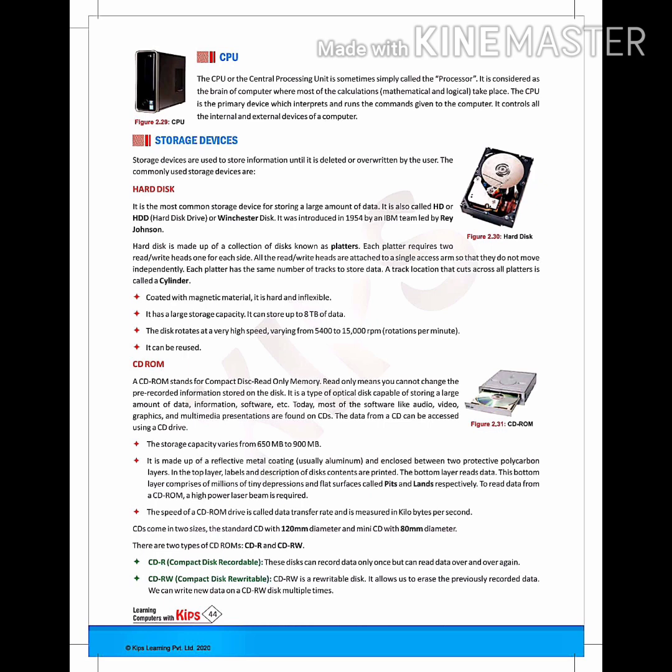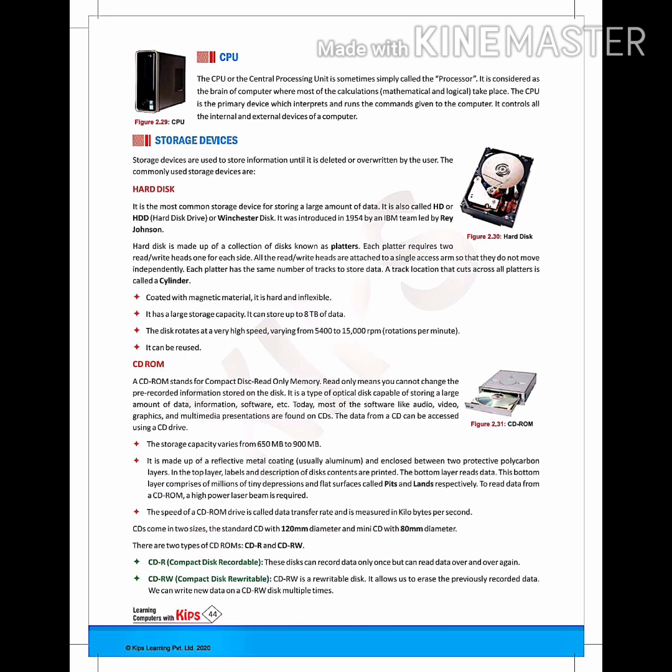CD-ROM stands for compact disk read-only memory. Read-only memory means you cannot change the pre-recorded information stored on the disk. It is a type of optical disk capable of storing a large amount of data and information. The capacity of a CD-ROM varies from 650 MB to 900 MB. There are two types of CD-ROM, CD-R and CD-RW.